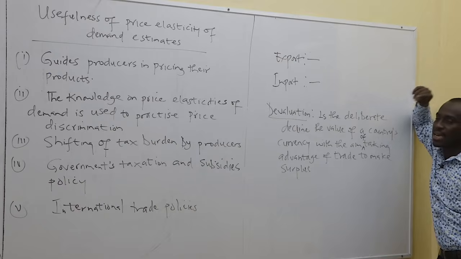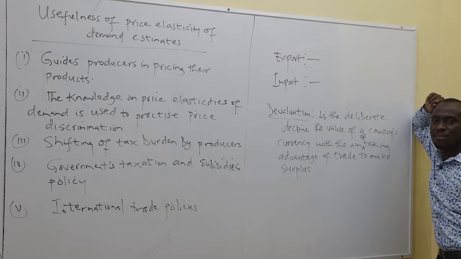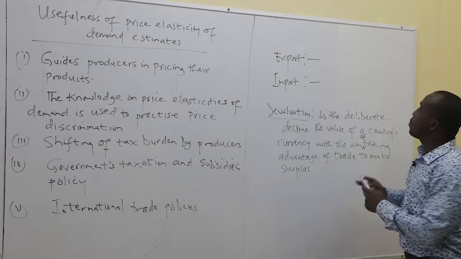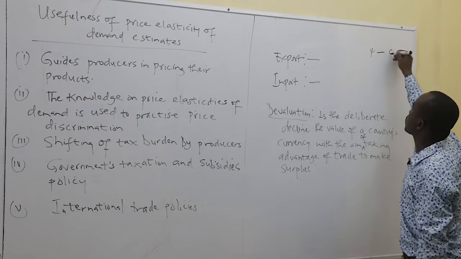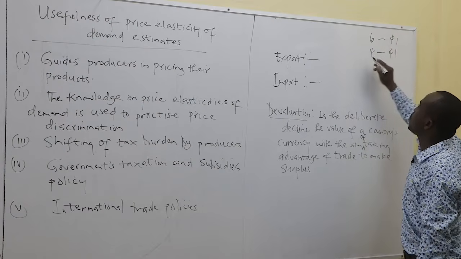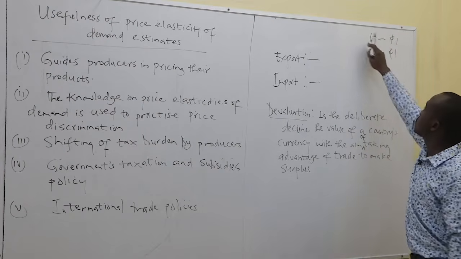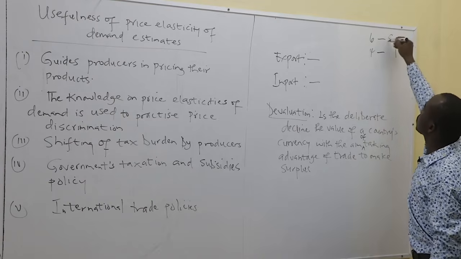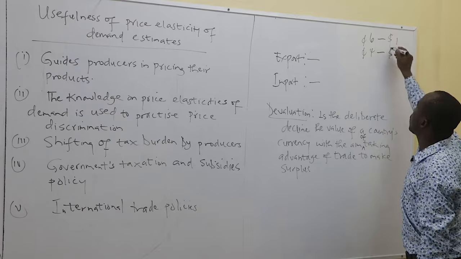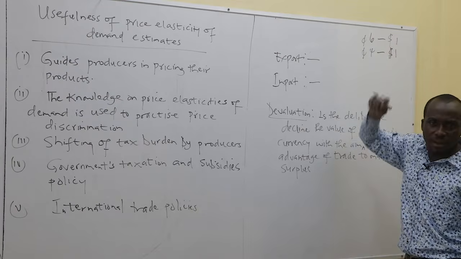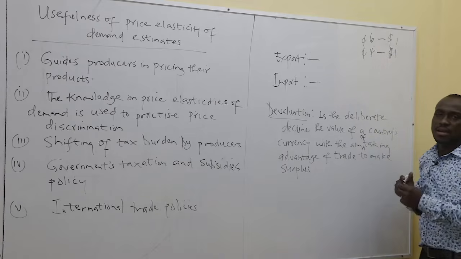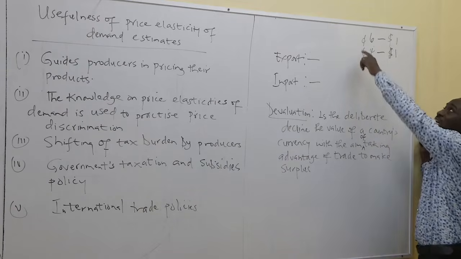Why? A country can intentionally devalue their currency. They will bring down the value of the currency. If 4 cedis were exchanged for $1, the country says, okay, let's make it 6 cedis to exchange for $1. That means you need more cedis to exchange for the same dollar, right? It was 4 cedis to $1. Now they have deliberately devalued their currency and made it 6 cedis to $1. That means now you need more cedis to get the same amount of dollar.